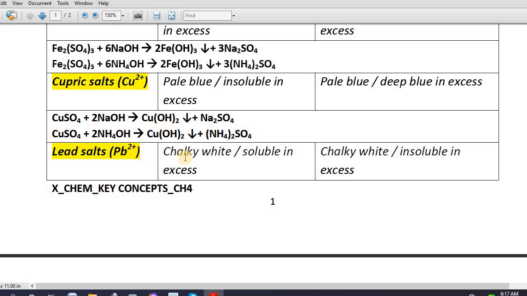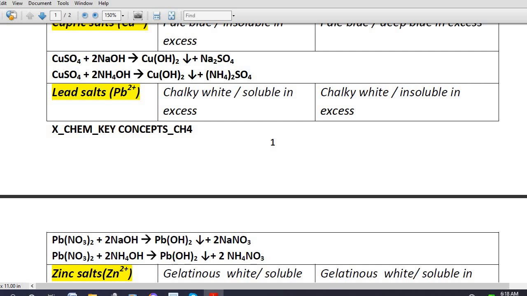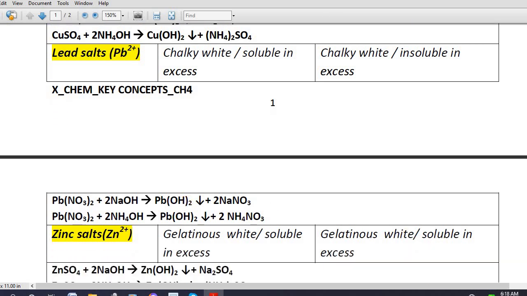Similarly, next is lead salt. So lead salts are giving us a chalky white precipitate. Please don't forget to write the word precipitate. The word precipitate is important. Here a summary is given, therefore it's not written like that. Chalky white precipitate, and it is soluble in excess of sodium hydroxide. Now here also again soluble. Why? It is due to complex formation and sodium plumbite is formed in that. With ammonium hydroxide, a chalky white precipitate again, but insoluble in excess. It won't form any complex salt which is soluble. The reaction here is lead nitrate when treated with sodium hydroxide gives us Pb(OH)2, which is a chalky white precipitate.